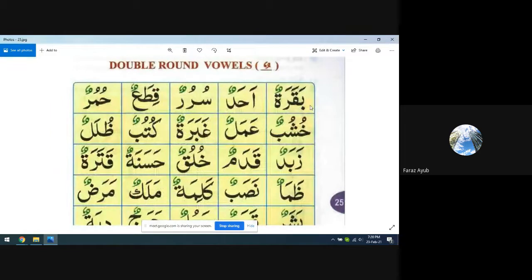So this is the exercise of zabar, zir, pesh, and do pesh also. Here is a word baqaratun, and if you want to stop on it, then it will become baqarah, not baqarat. So if the last letter has do pesh or dhammatain and you want to stop on it, then ahadun becomes ahad, sururun becomes surur, qita'un becomes qita', humurun becomes humur.